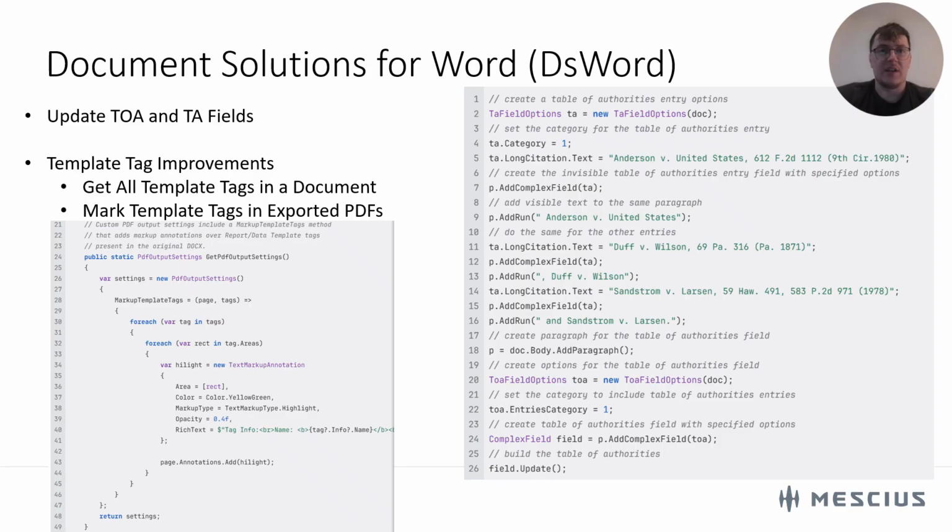For individual citations, TAFieldOptions lets you define exactly what appears in the TOA, including text, page, ranges, and categories, making it far easier to generate polished legal references at scale.